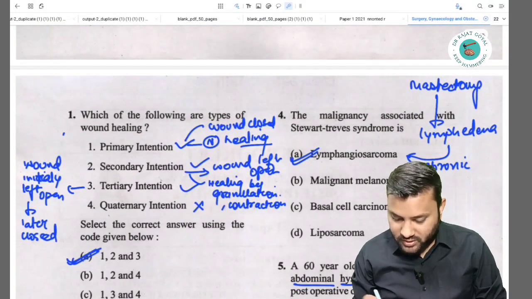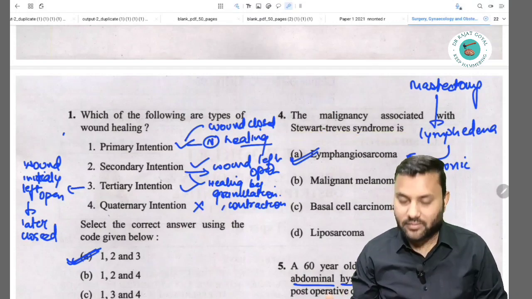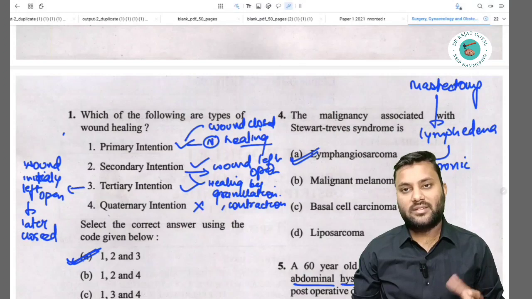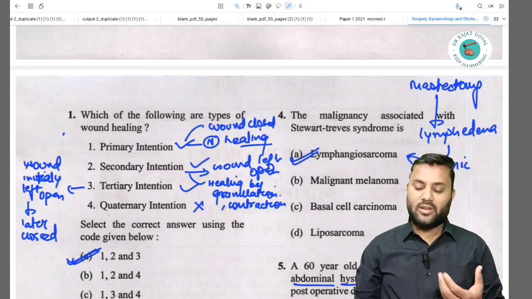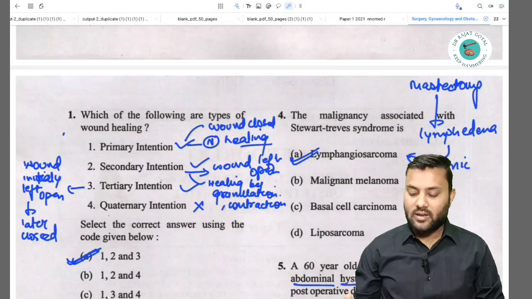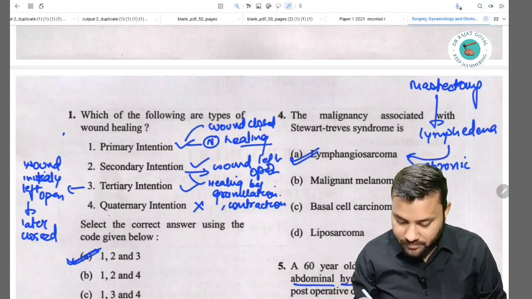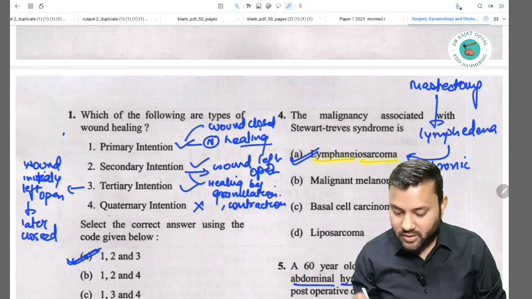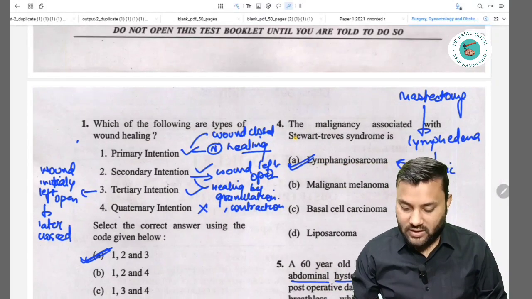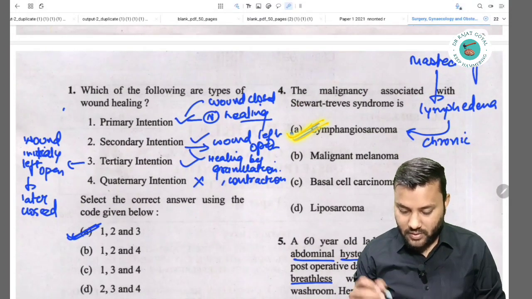A malignancy associated with Stewart-Treves syndrome is... So Stewart-Treves syndrome generally occurs after mastectomy. Whenever a mastectomy operation is done, lymphedema can occur afterwards, and when the lymphedema becomes chronic, it converts into lymphangiosarcoma, which is called Stewart-Treves syndrome. So the answer here will be lymphangiosarcoma.